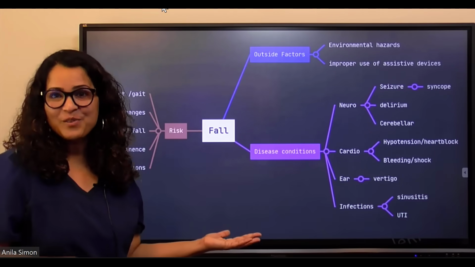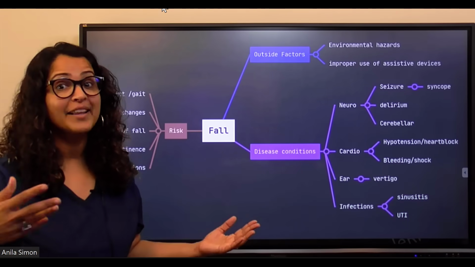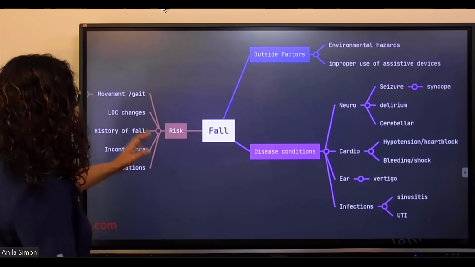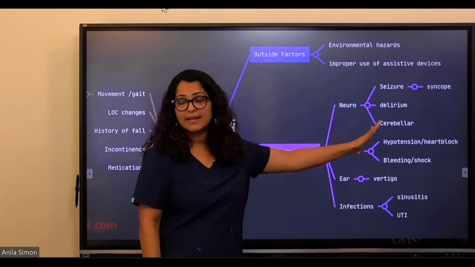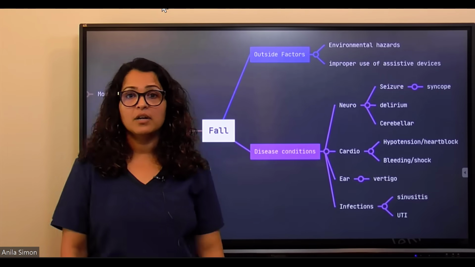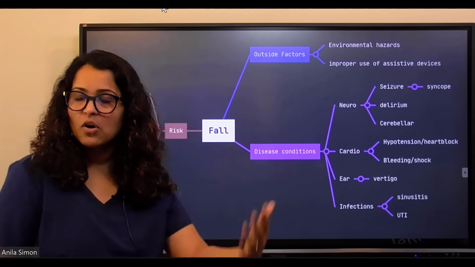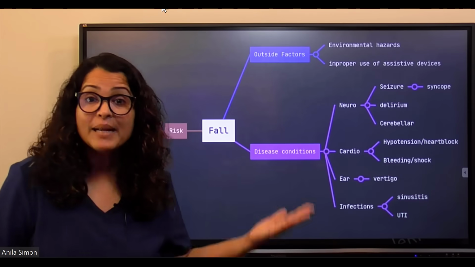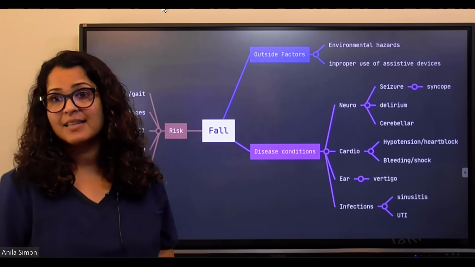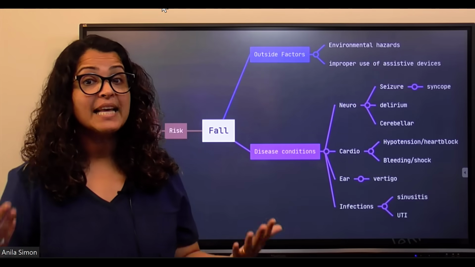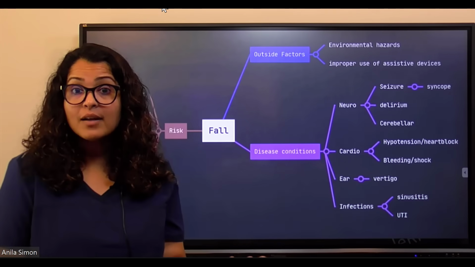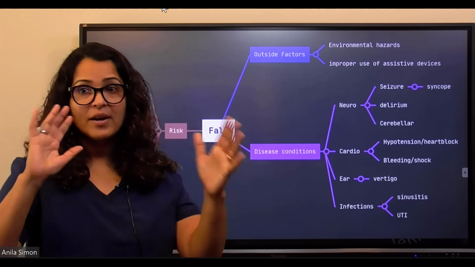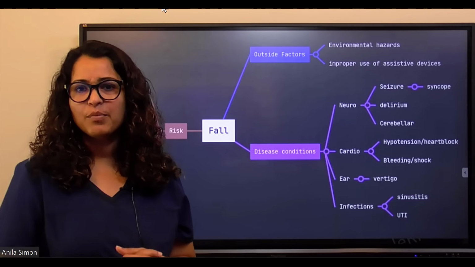Then of course the disease conditions which could add to the patient's risk for fall. That could be neuro problems, like they have seizures, or they may have a syncopal episode, or an electrical abnormality in the brain. It could be delirium or confusion and things like that. It could be something with the cerebellum, or maybe a stroke. Those kinds of problems can cause coordination issues, right? So that might be a problem.